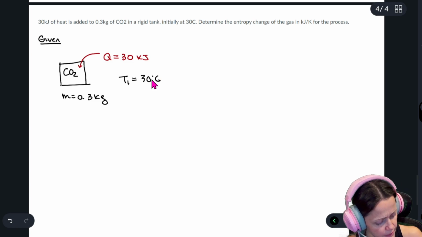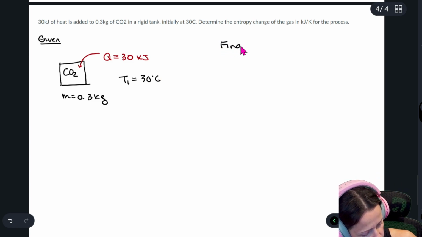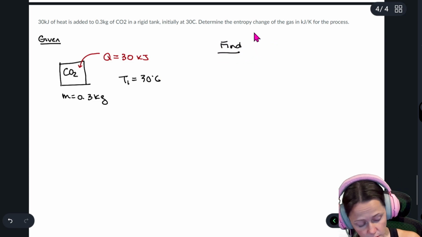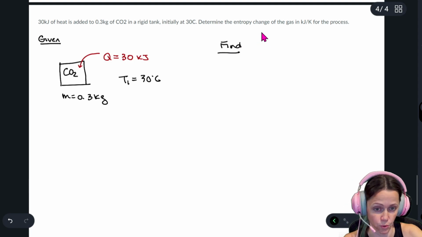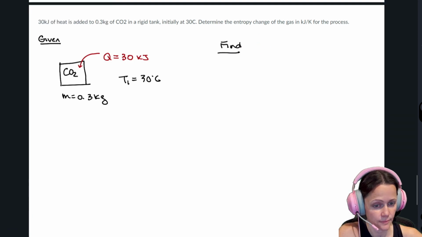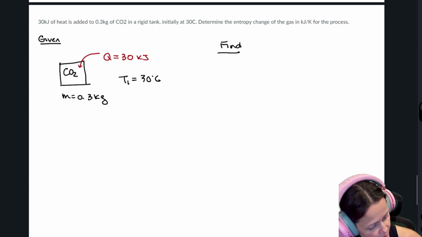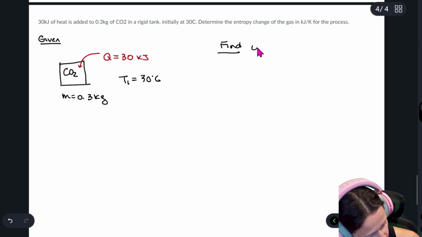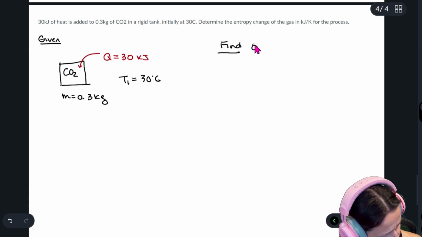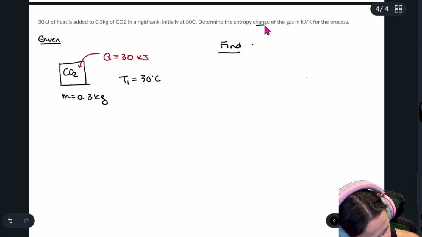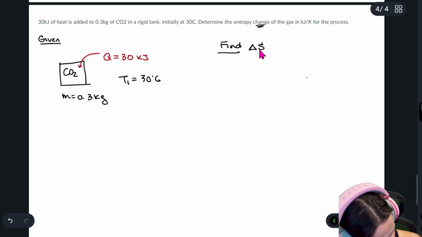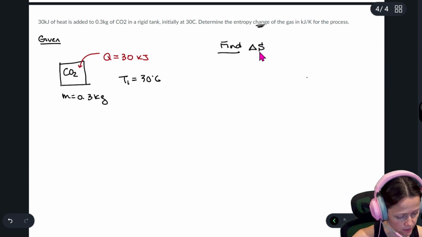And we want to find the entropy change for the process. So, not sigma, entropy change. That's a delta, delta S, and we want it in kilojoules per Kelvin. So that's actually delta capital S, I believe.